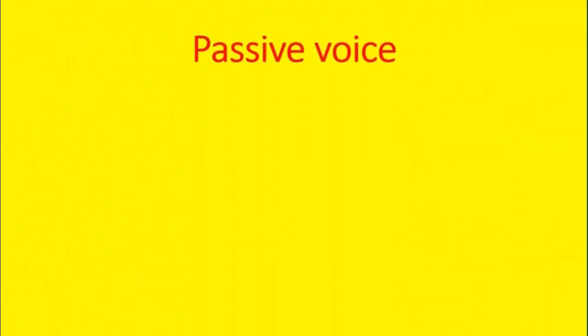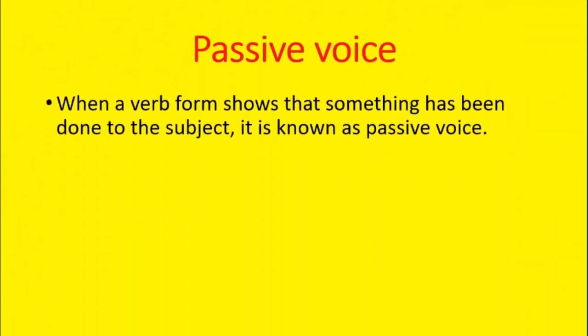What about passive voice? When a verb form shows that something has been done to the subject, then it is known as passive voice. Unlike active, where the subject does something, in passive, we are not interested in who does something. We are interested in what is done or what was done.